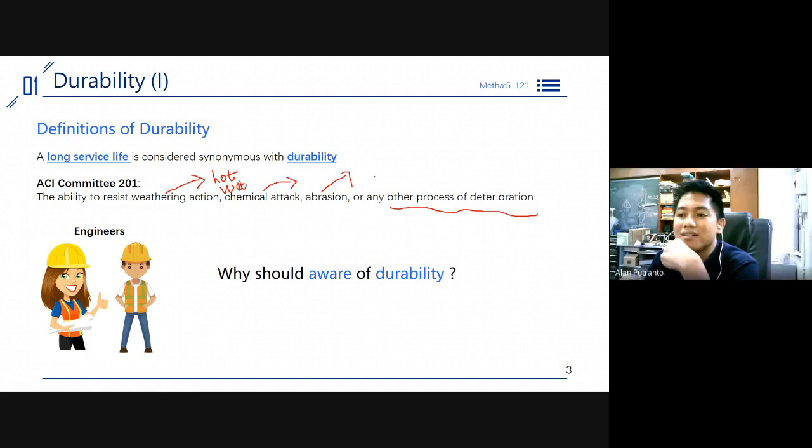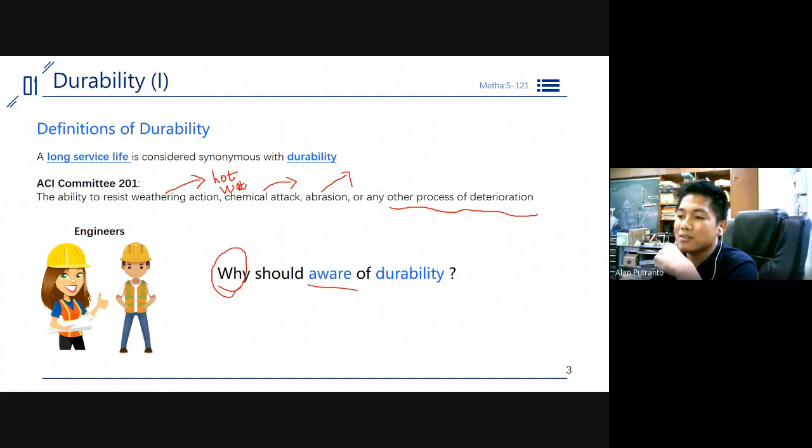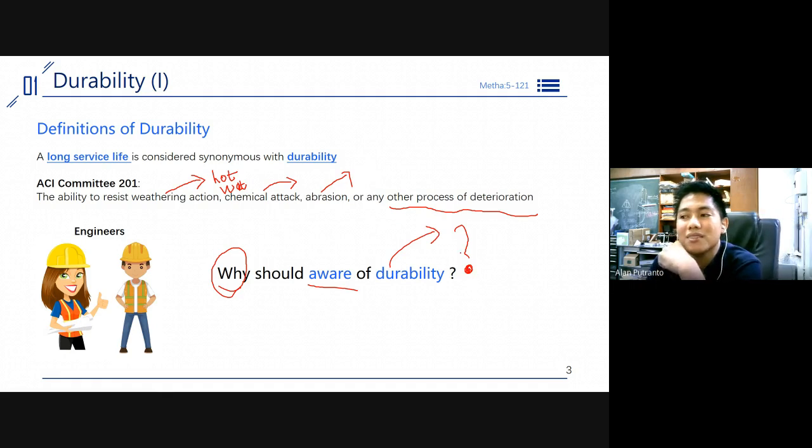Okay, thank you. In our case, as professional engineers, the first thing I would like to ask all of you is why we should be aware of durability. This is a basic question, but very important. Gary?